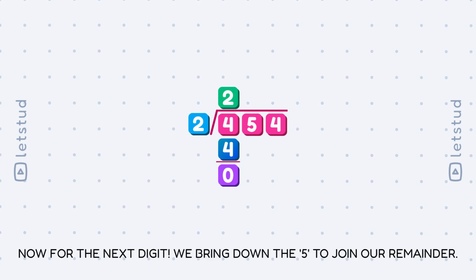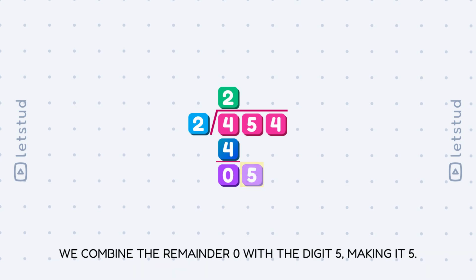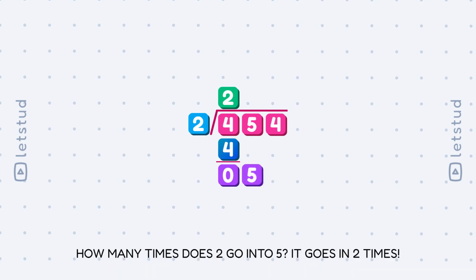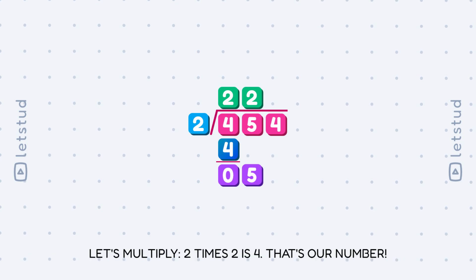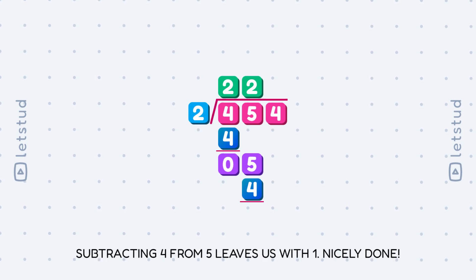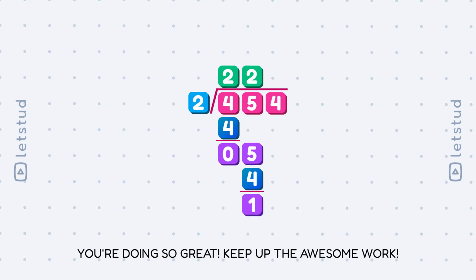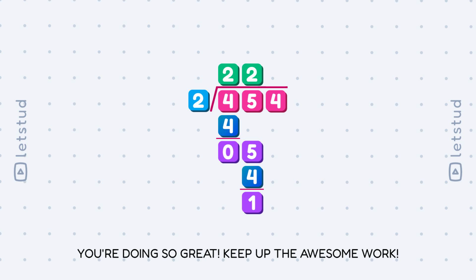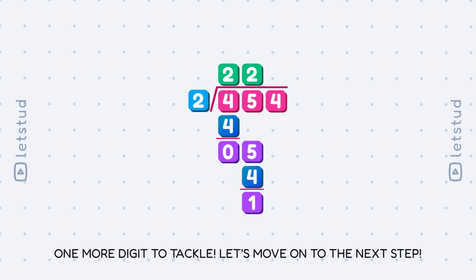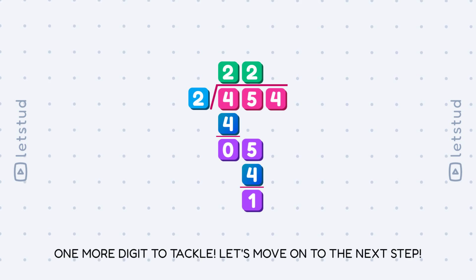Now for the next digit, we bring down the 5 to join our remainder. We combine the remainder 0 with the digit 5, making it 5. How many times does 2 go into 5? It goes in 2 times. Let's multiply: 2 times 2 is 4, that's our number. Subtracting 4 from 5 leaves us with 1, nicely done. You're doing so great, keep up the awesome work. One more digit to tackle, let's move on to the next step.